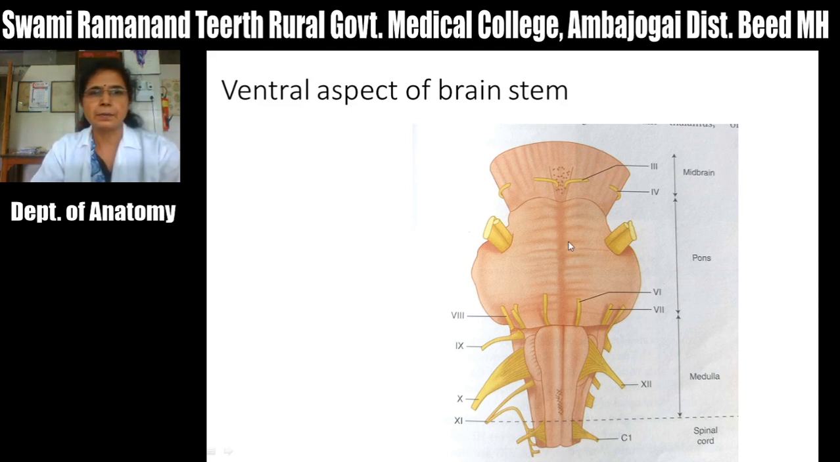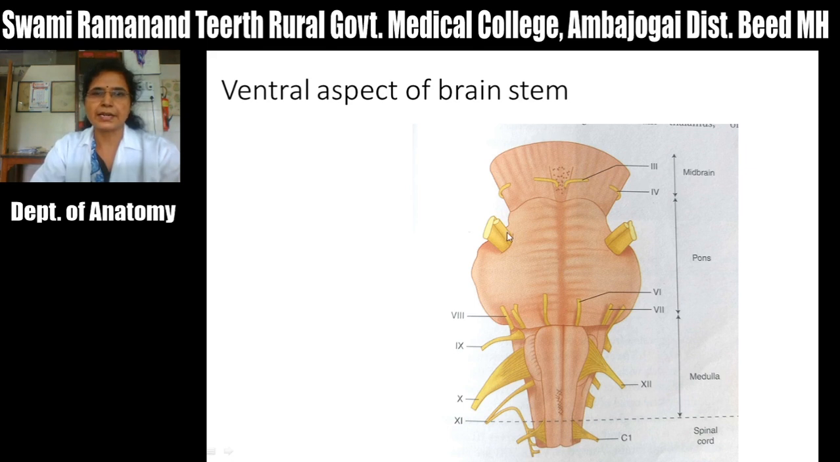Brainstem lies in the posterior cranial fossa in relation with the basisphenoid bone. This brainstem is connected with the cerebellum by three cerebellar peduncles. That is, medulla is connected by the inferior cerebellar peduncle. Pons is connected with the cerebellum by the middle cerebellar peduncle, and this midbrain is connected with the superior cerebellar peduncle.